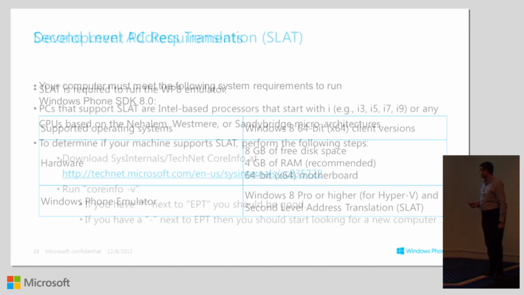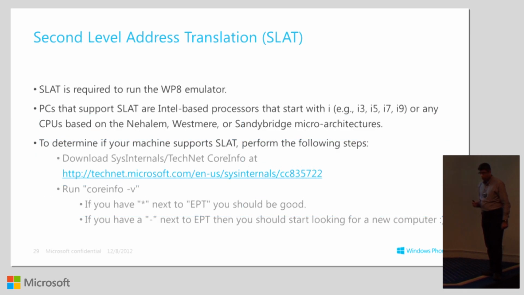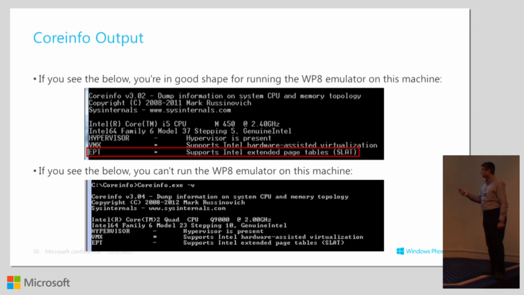Now, the way you check your hardware, if it's SLAT compatible or not, you can download this tool from the TechNet website, run it, it's called Core Info, and then it's going to give you a report indicating whether you have SLAT enabled on your hardware or not. So if you see this star next to EPT, that means you're good to go. If you see a negative, then you should start looking for a new hardware.